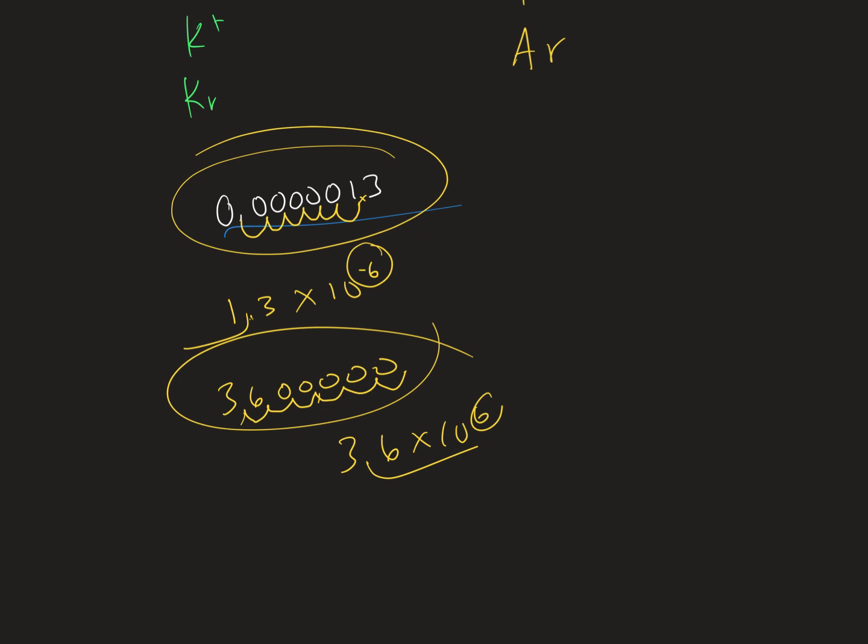So from left to right. From this side over, our first non-zero digit is a 1 on this one, so we do 1.3. Our first non-zero digit on this one is a 3 from left to right, so it's 3.6. Does that make sense? And we count how many places we move it. Yeah, we read from left to right. This is how we read, right?